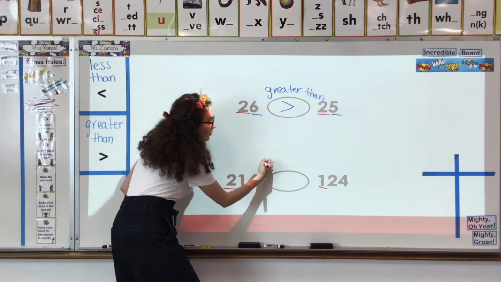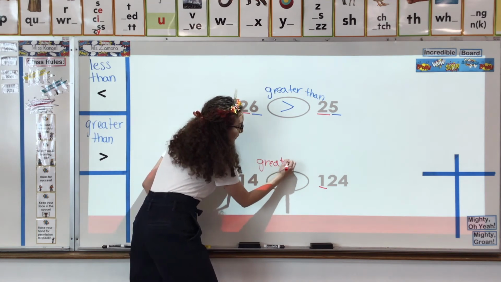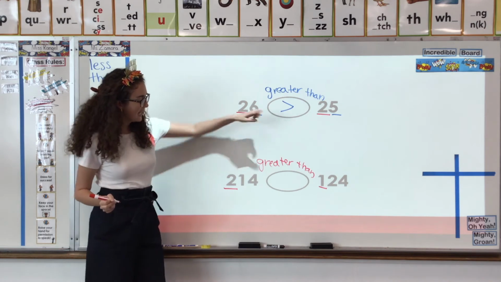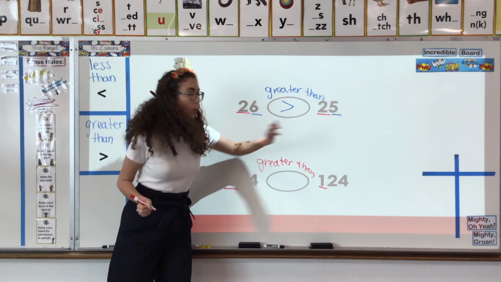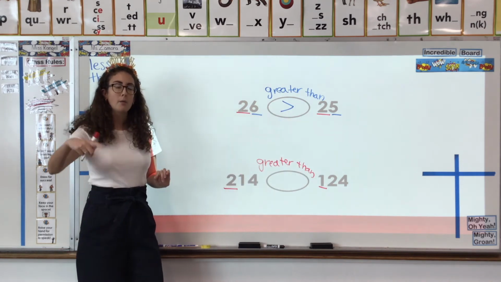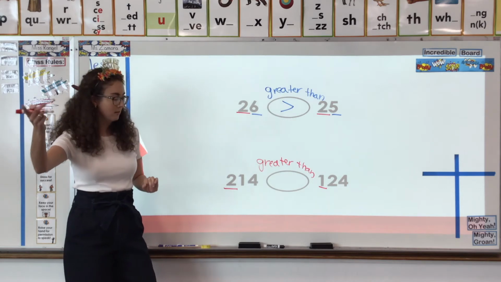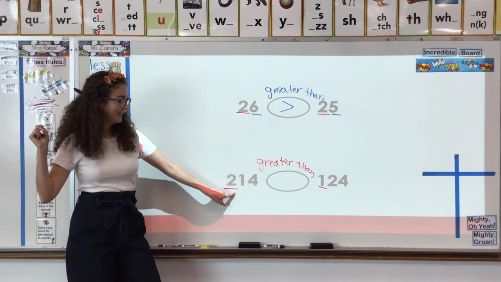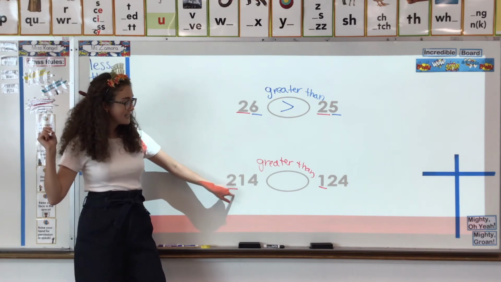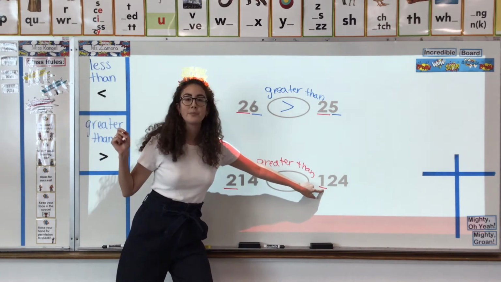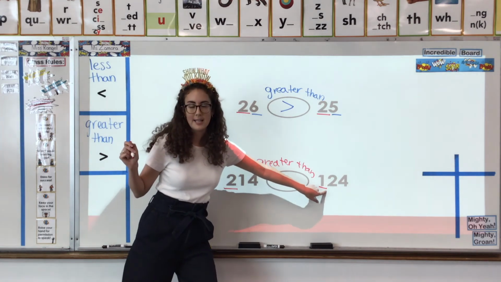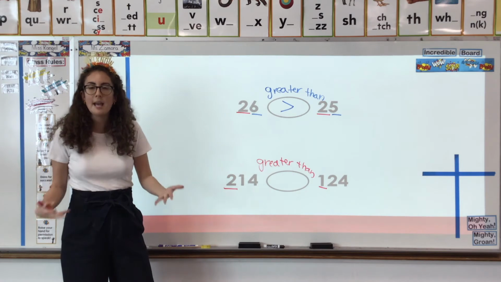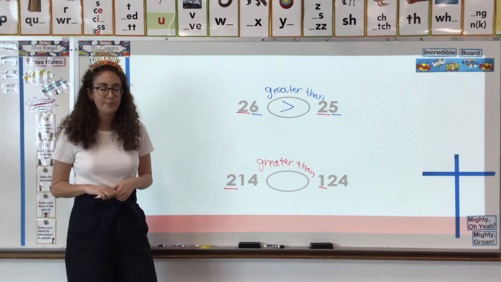It is greater than as well. 214 is greater than 124 because, why is that? Because 200s is greater than 100. That was the difference that we noticed that told us how to compare these numbers.